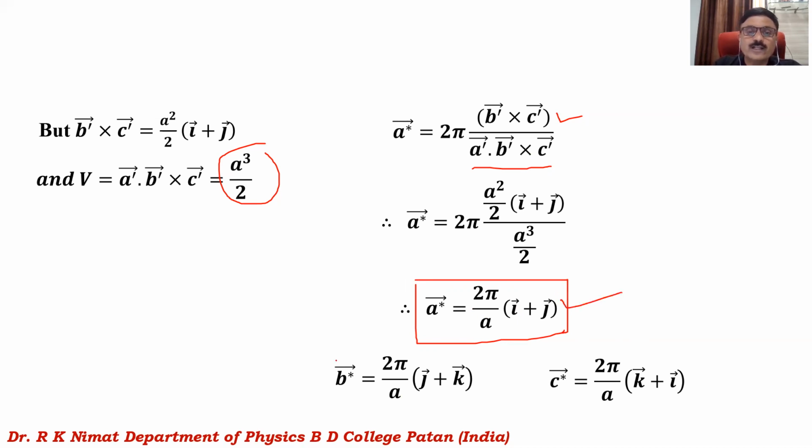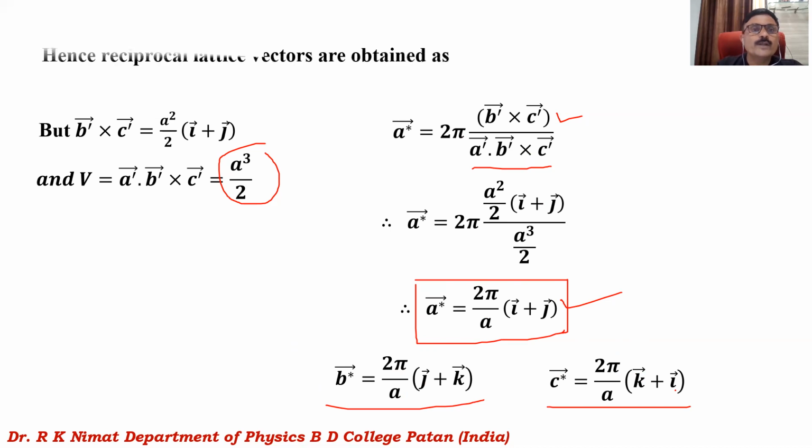In a similar way, we can calculate vector b star, because vector b star is given as 2 pi multiplied by vector c dash cross vector a dash divided by the volume of the primitive unit cell of the BCC lattice. If you simplify, you will get vector B star equal to 2 pi by a into (unit vector j plus unit vector k). And further, you can calculate reciprocal lattice vector C star as 2 pi by a into (unit vector k plus unit vector i).